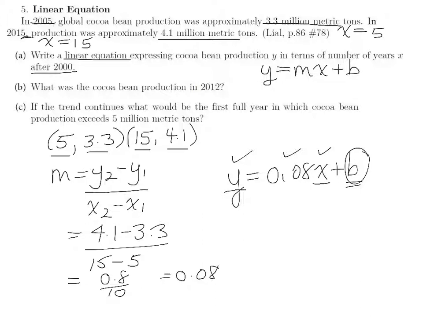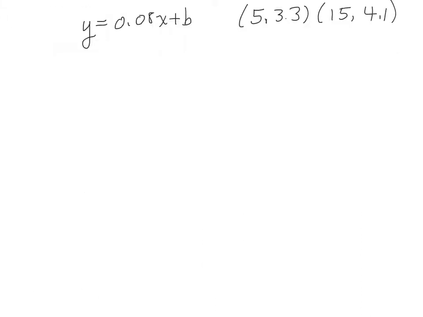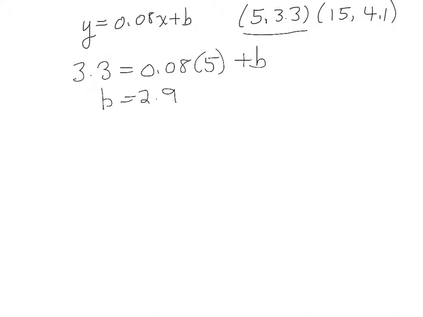So let's try that. I'm going to probably move us to the next page. I use one of these points. I'm going to choose this one arbitrarily. So 3.3 is the y value, is equal to 0.08 times 5, our x value, plus b. And we solve for b, and that equals 2.9. So our linear equation that represents the data we're given for global cocoa bean production is this. Y is equal to 0.08x plus 2.9. So what we can read from this equation actually is that the global cocoa bean production increases by 0.08 million metric tons per year, and that in the year 2000, the global cocoa bean production was 2.9 million metric tons.